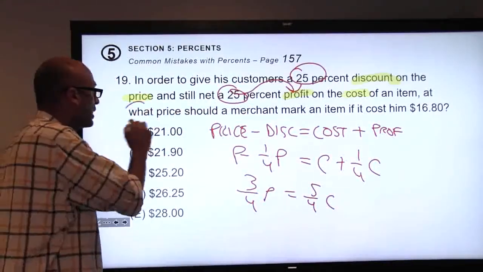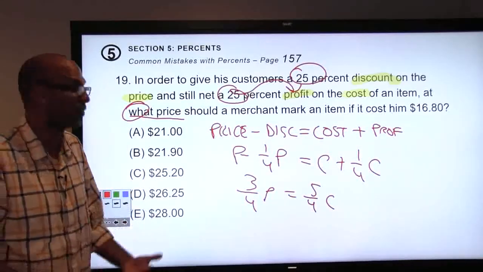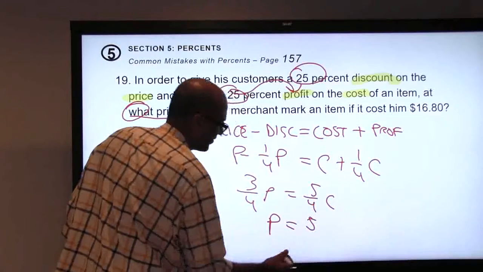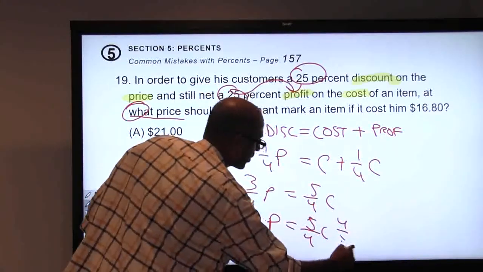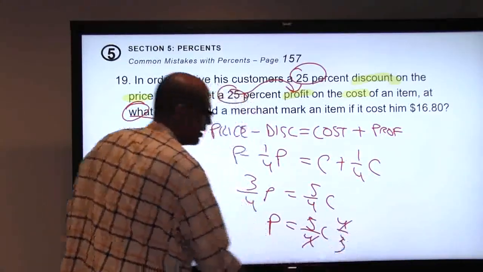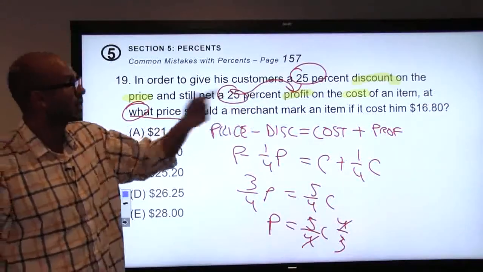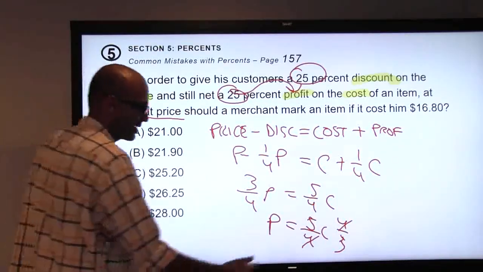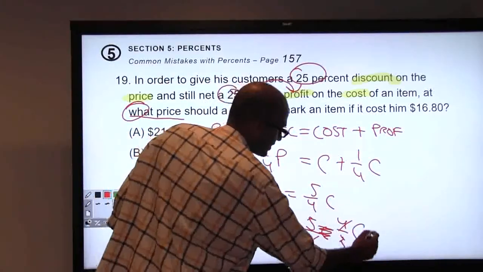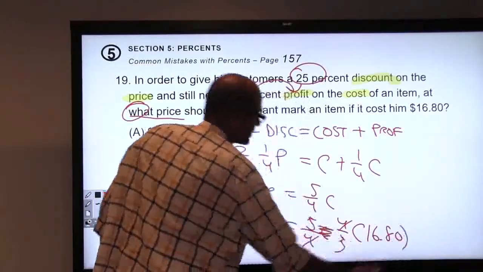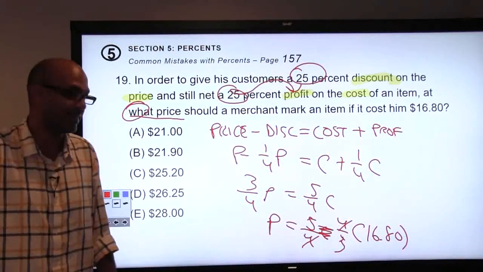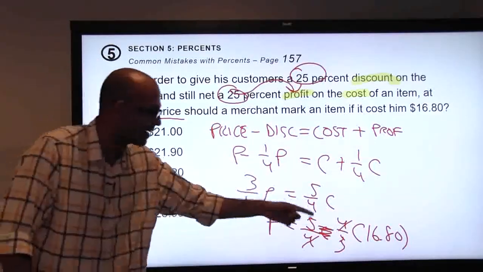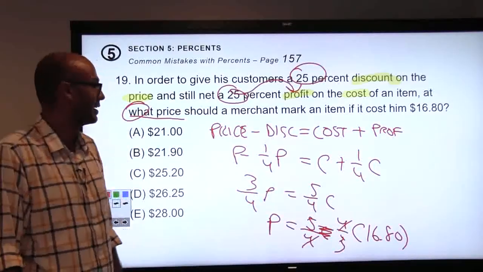Then it goes, what price? So now you're telling me to solve for price. If I solve for price, that's just 5/4 C times 4/3, the 4's cancel. And then it says, should a merchant mark an item if it cost him $16.80? So really the cost is $16.80. I will get rid of the C, and I'll pop a $16.80 right there. And that's it. I now have to solve P equals 5/3 times 1680.